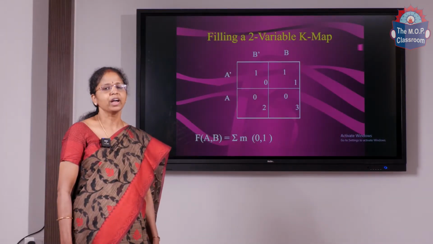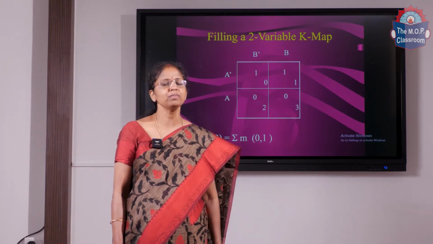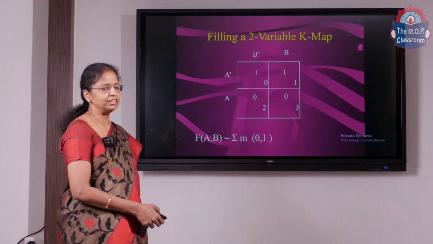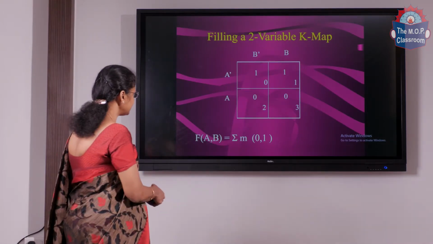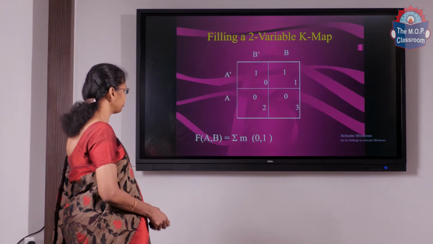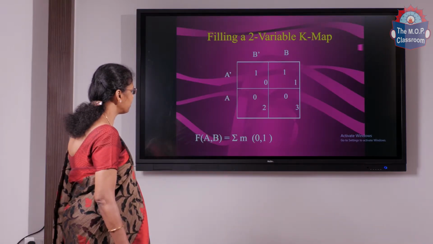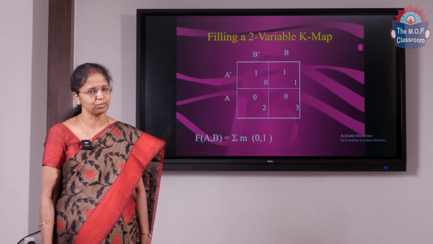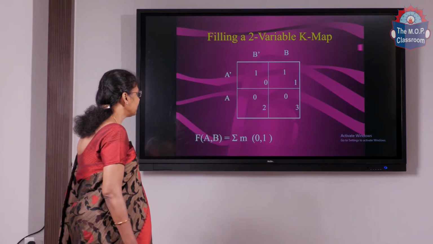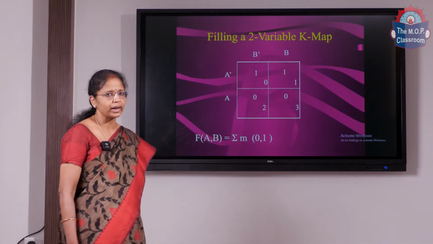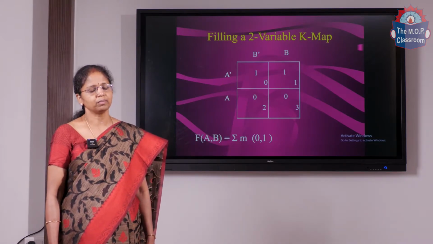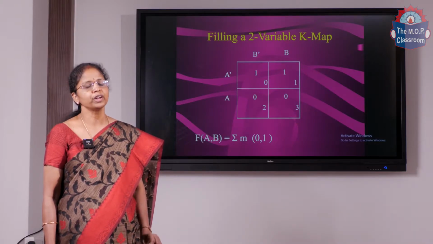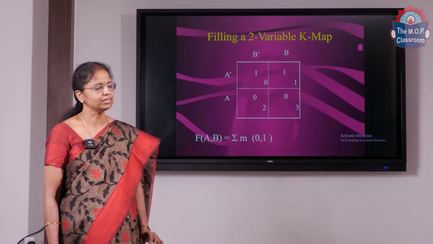Now we have to see how to fill up the K map. Given a Boolean function, how do we fill up the K map? Throughout these sessions, we will be representing the Boolean function in this particular way: f of a comma b equals summation m of 0 comma 1. What is the meaning? It is a Boolean function with 2 variables, and the minterm 0 and the minterm 1 have a high output.